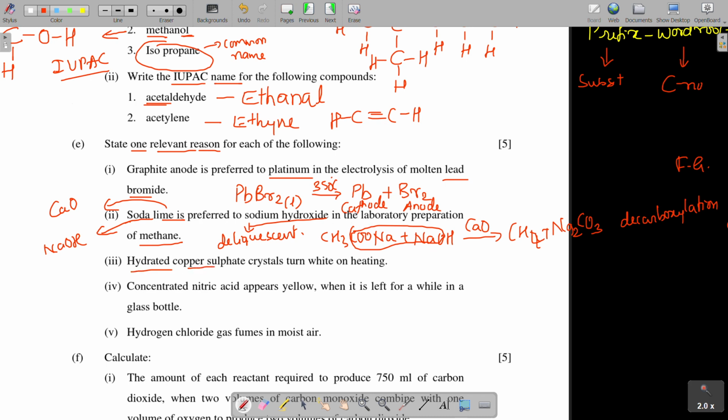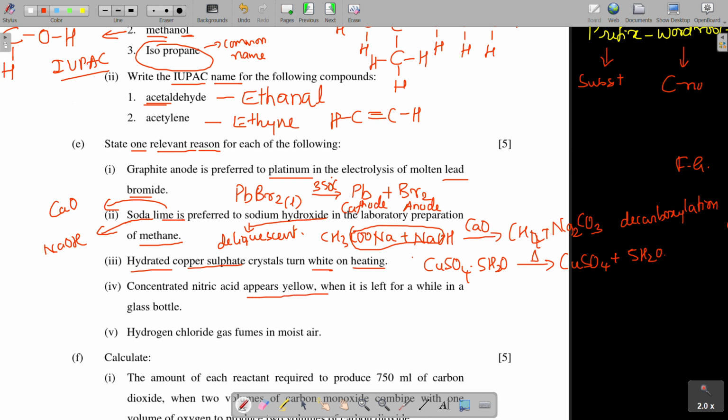Hydrated copper sulfate crystals turn white on heating. Very simple. Hydrated copper sulfate is nothing but blue vitriol, that is copper sulfate pentahydrate, which is blue in color. If you heat it, all the water will escape, so copper sulfate, which is white in color, will be formed, CuSO4.5H2O. The reason is that on heating, the water of crystallization breaks and evaporates from the crystal, so we are left only with copper sulfate, which is white.